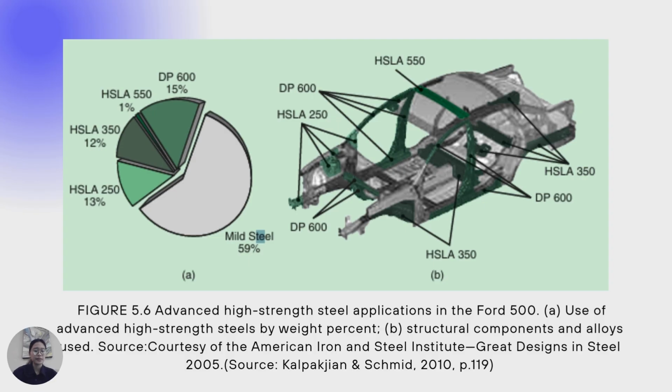Now, this is an example of a high-strength steel, which is used in the Ford 500, used in the applications of the Ford 500.